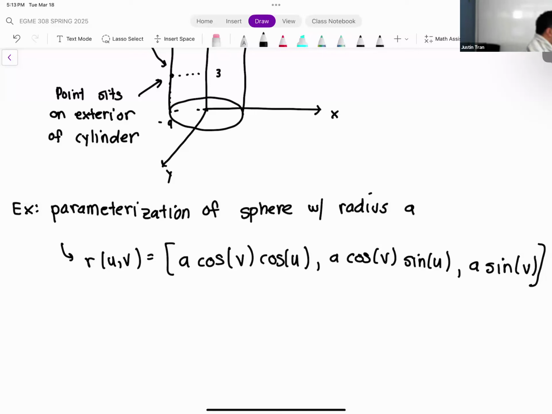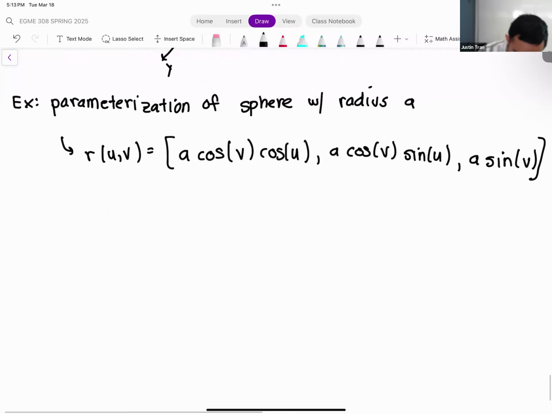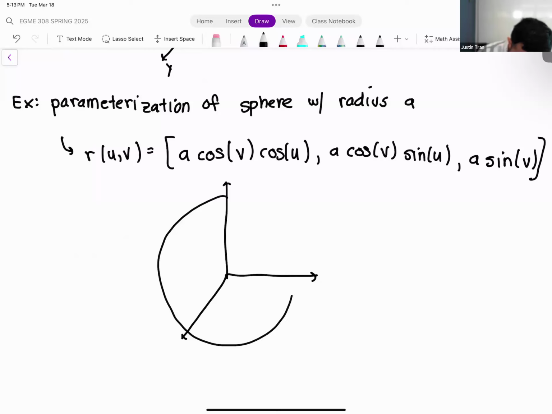So if you plug in certain values for u and v, which are kind of the spherical coordinates, and they go between 0 and 2 pi, that's going to give you any point on the exterior of the sphere. And so our sphere looks something like this. And the radius is a.